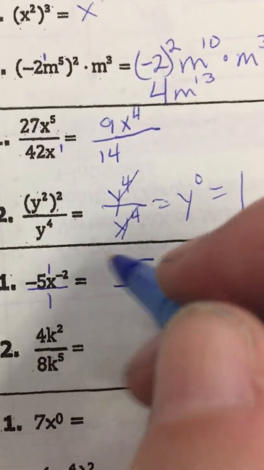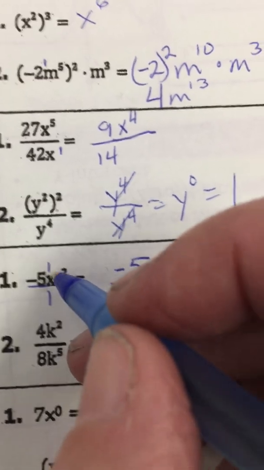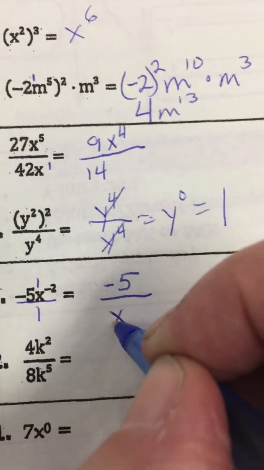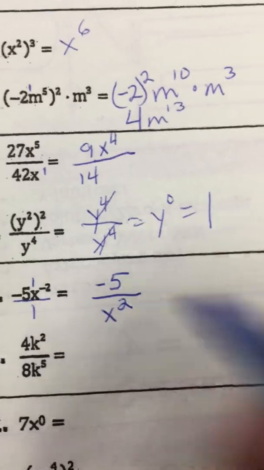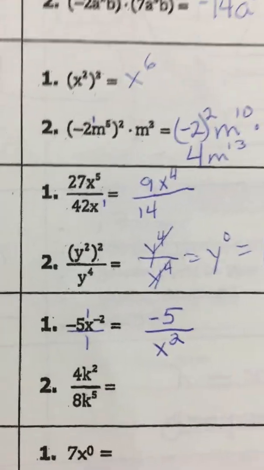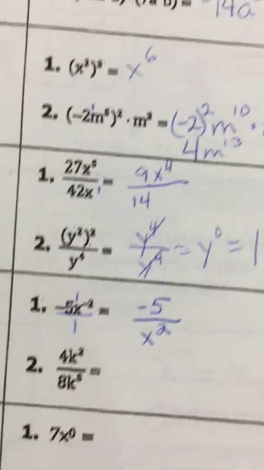I can have negative numbers, I just don't want negative exponents. But to get rid of the negative exponent, I'm going to move the x to the bottom, and now it becomes a positive 2, and I'm done. That's all you're doing: getting rid of the negative exponents. You never want to leave an answer with negative exponents.